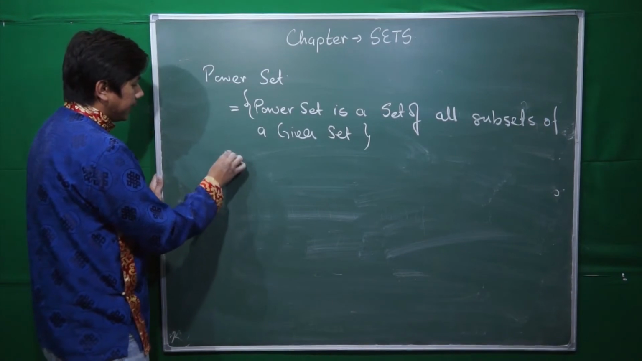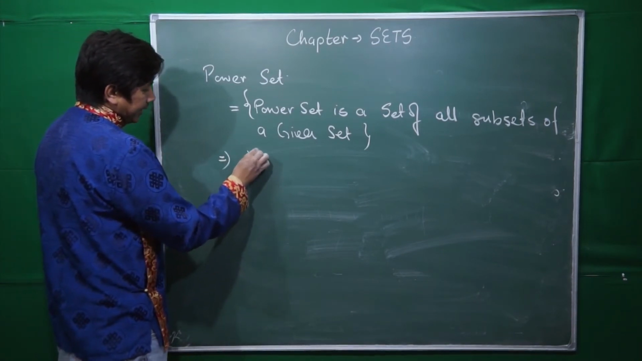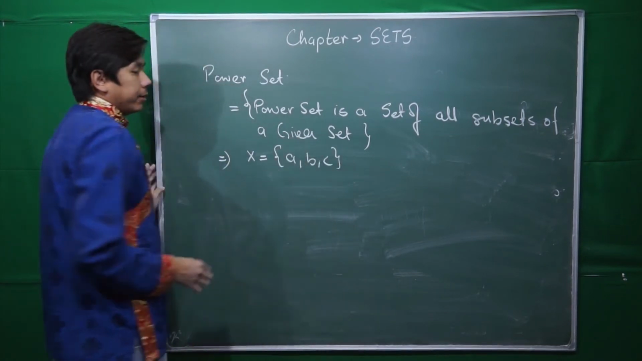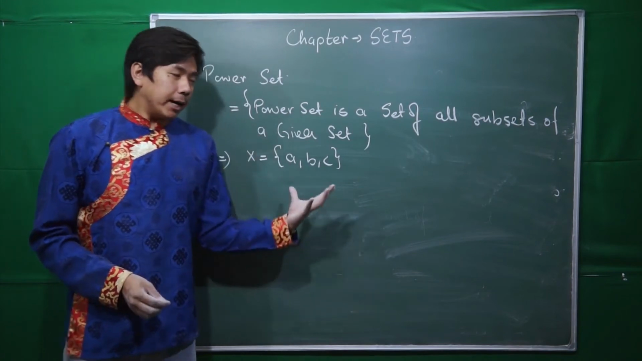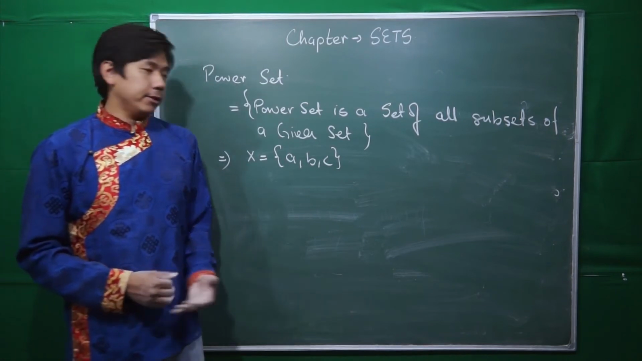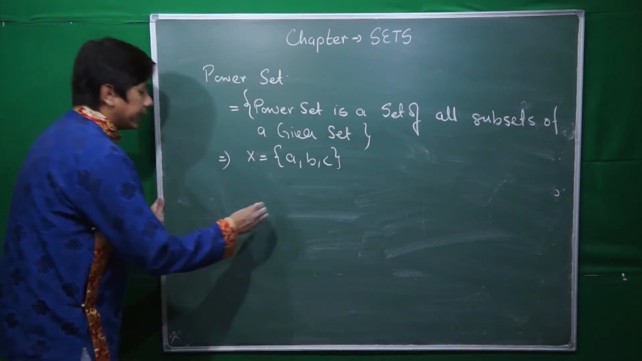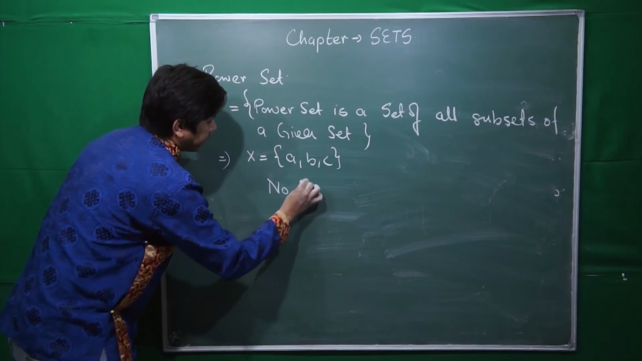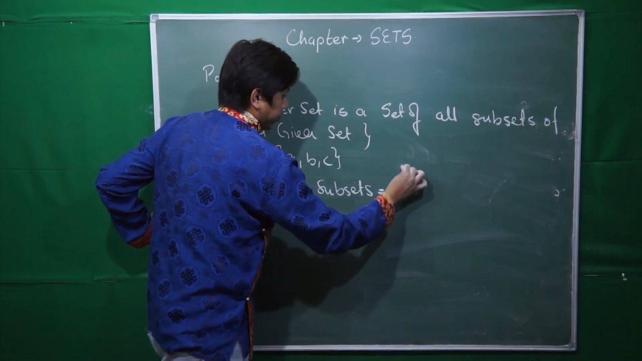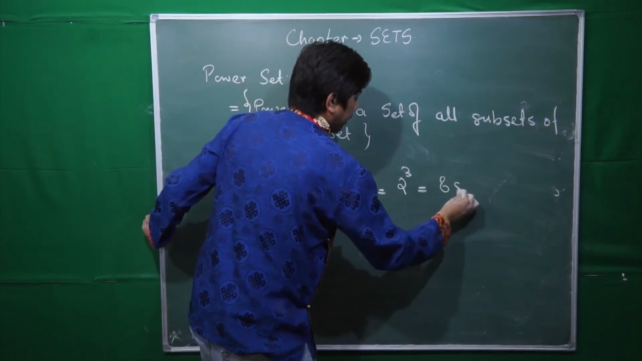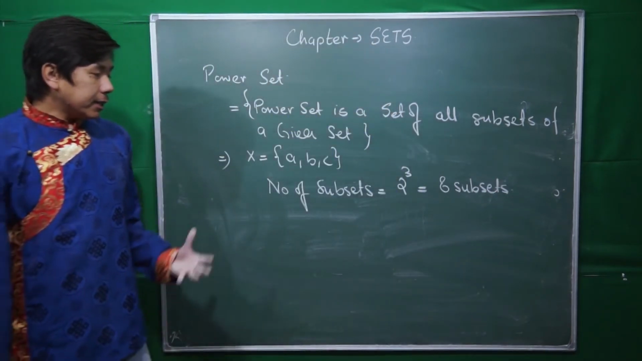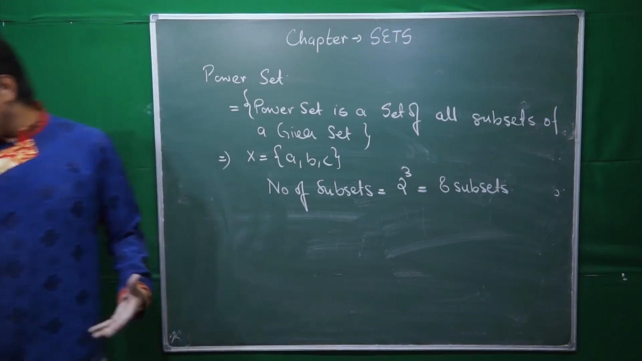Let's write it mathematically. Let's say we have a set, say X, that has elements A, B, and C. Okay. So before writing it down, let me ask you, how many subsets will this set X have? So quickly we can calculate that it is going to have the number of subsets equal to 2 raised to the power 3, which is equal to 8 subsets. Simple. Okay. Now, since it's going to be having 8 subsets, what are those 8 subsets?